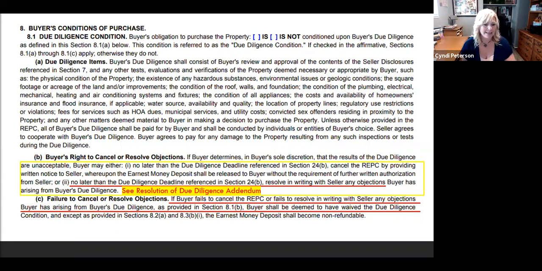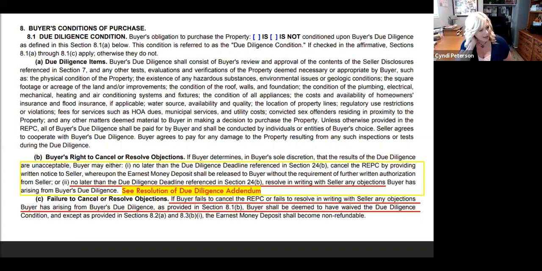So going back to that, I just want to make sure that everyone is aware. I've got a resolution of due diligence addendum that we're going to go over. So if you have a buyer that needs things corrected, fixed, they want a credit, whatever it happens to be that you're going to ask the seller for, make sure that you're using the resolution of due diligence addendum, and we'll go over that here in a minute.